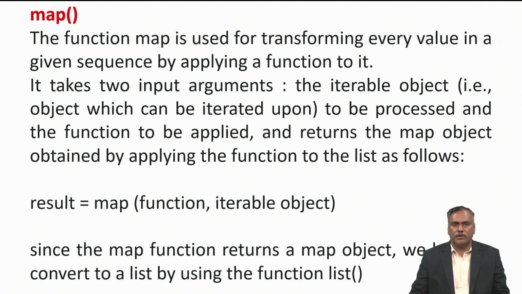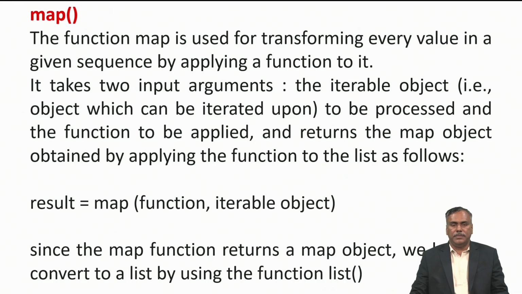Coming to the map function, it is used for transforming every value in a list by applying a function to it. So it takes two arguments. One is an iterable object that is to be processed, and the other is the function to be applied. This function returns a map object by applying the function to the list. So the syntax looks as follows.